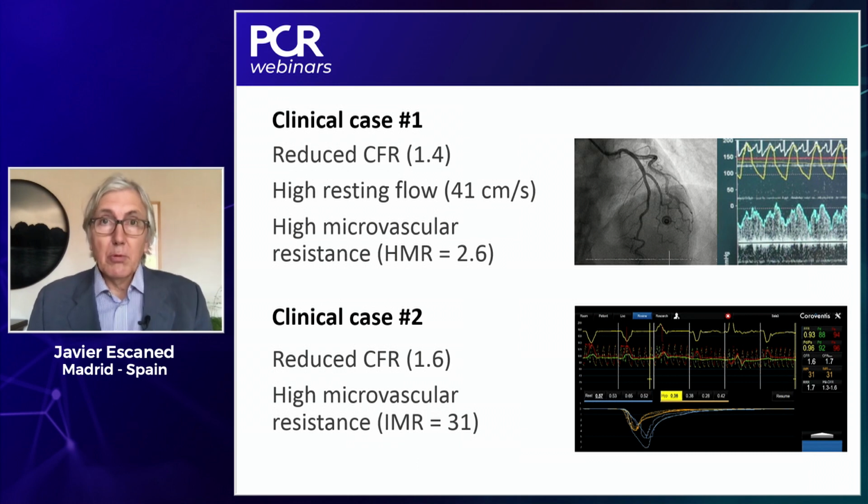and this probably was due to the fact that she had some degree of left ventricular hypertrophy, and as Dibaka was mentioning before, perhaps at the resting state, her myocardium was really already demanding a very high flow rate. And in the second case, you can see a situation where you have low coronary flow reserve and high microcirculatory resistance, again with an IMR of 31 units.